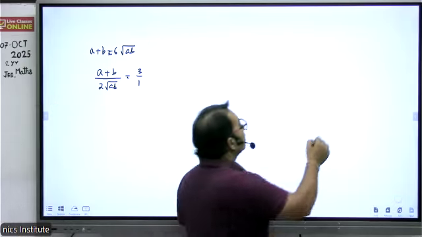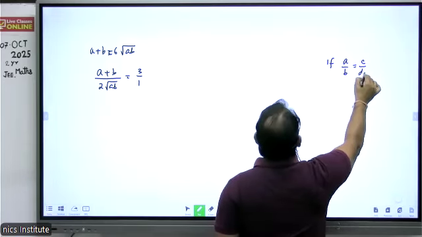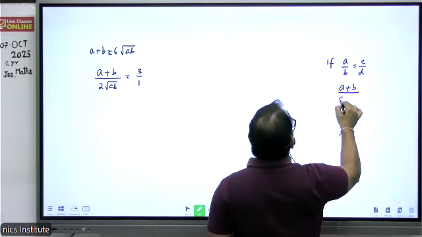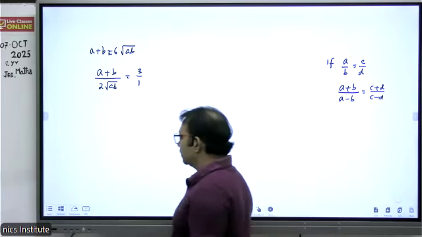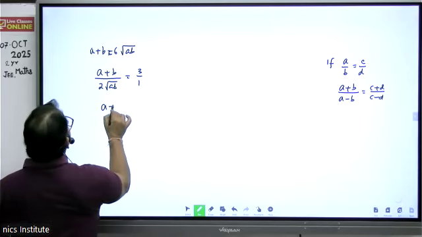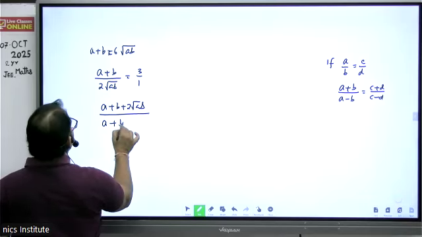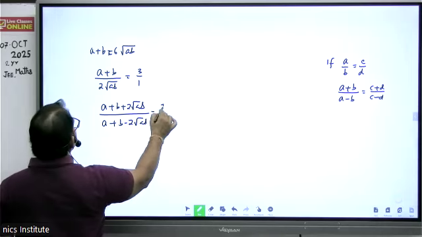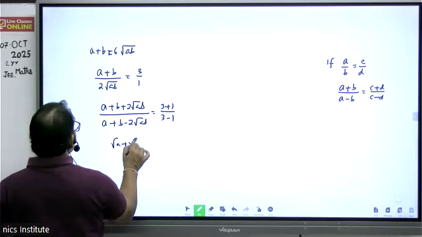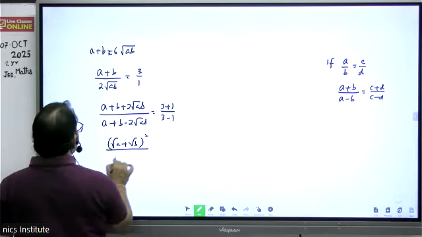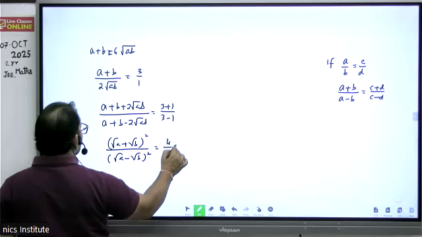And then you can apply componendo and dividendo. Do you know what componendo and dividendo is? If you have a by b equal to c by d, then a plus b over a minus b equals c plus d over c minus d. You can apply this. So a plus b plus 2 root ab over a plus b minus 2 root ab equals 3 plus 1 over 3 minus 1. So this would be a perfect square: root a plus root b whole square over root a minus root b whole square. This would be 4 by 2, that is 2 is to 1.